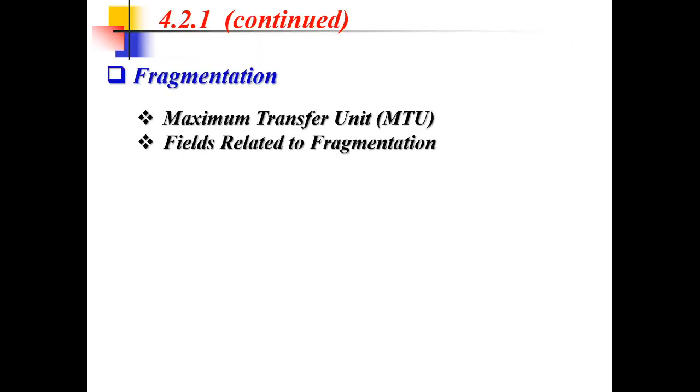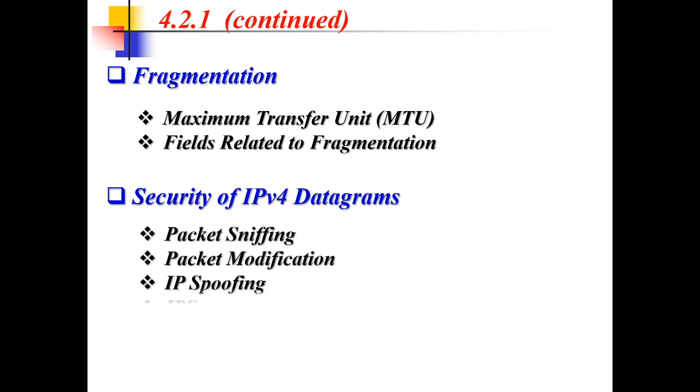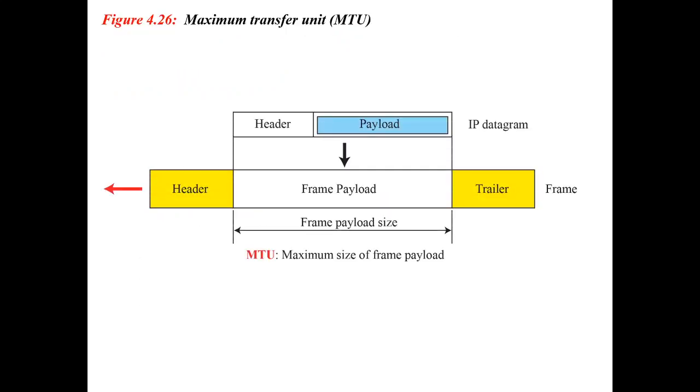Next we will see fragmentation. In that we will see what is maximum transfer unit and fields related to fragmentation in detail. So this is maximum transfer unit. It is the maximum amount of data that a link layer or data link layer frame can carry. So this MTU of the link layer protocol places a limit on the length of an IP datagram. If the length of the IP datagram is more than this, then the datagram has to be fragmented.